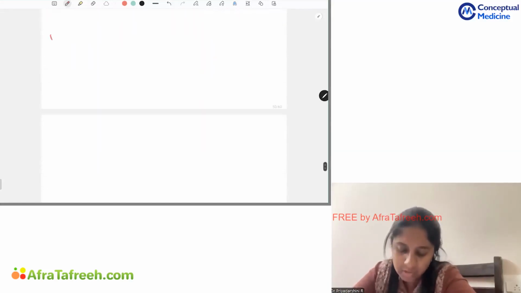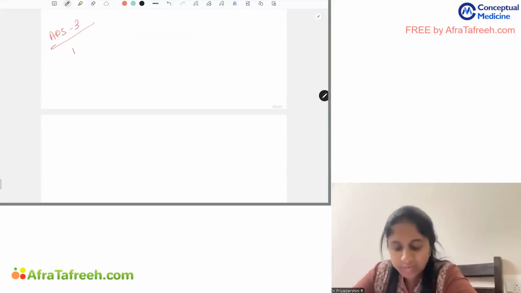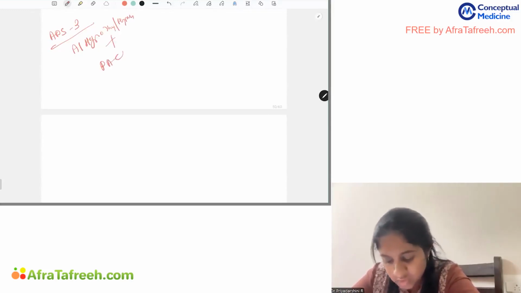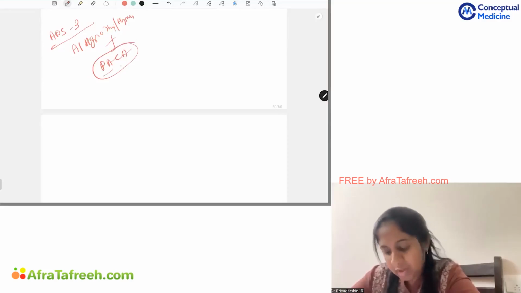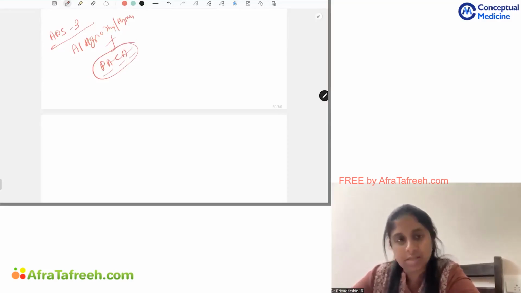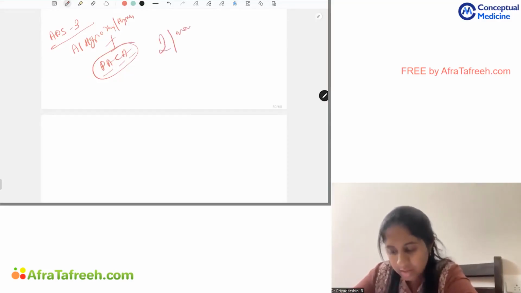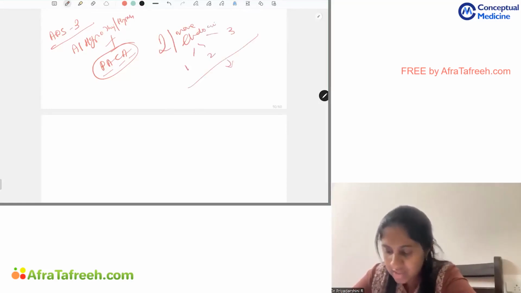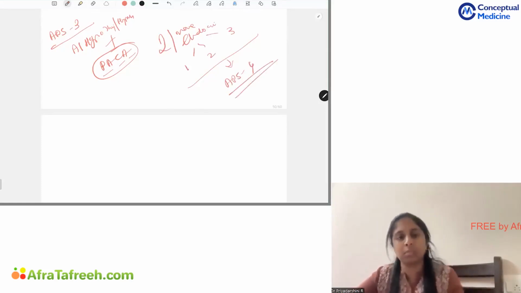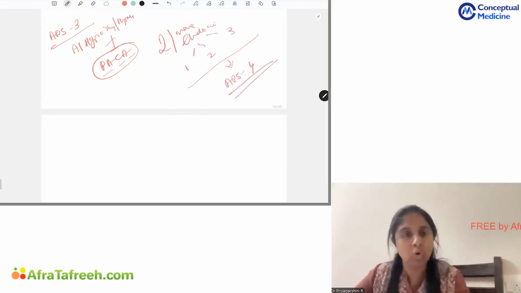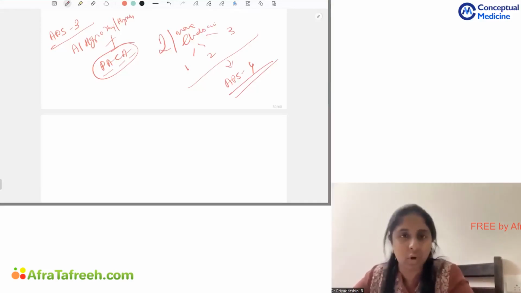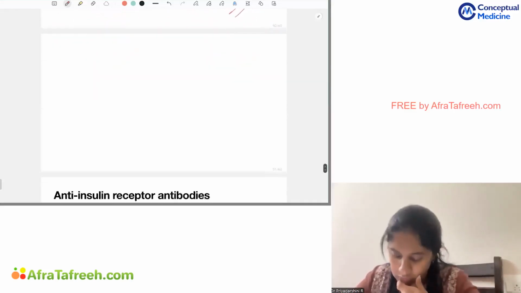So you have APS3. When you have autoimmune thyroid disorder, hypo or hyper, plus anything which doesn't fit into this, no hypoparathyroidism, no candidiasis, and no Addison's, then you call it APS3. Anything which involves two or more glands with endocrine manifestations, which is not fitting into APS1, 2, or 3, is called APS4. So this is the basis. I've told you about Carpenter and Smith syndrome also, and you will have to know about IPEX syndrome also.